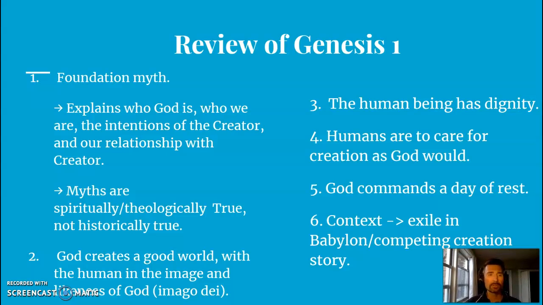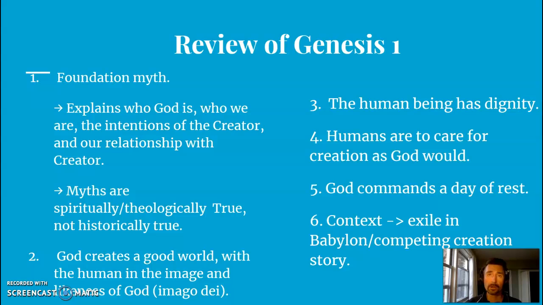We know that myths are spiritually and theologically true, but they're not historically true. It was not the intention of the writers to teach us history, but rather to say something on a religious level. Number 2, Genesis 1 can be interpreted to teach us that God creates a good world and human beings are made in God's image and likeness. We call that the imago Dei. Therefore, the human being has a special dignity.